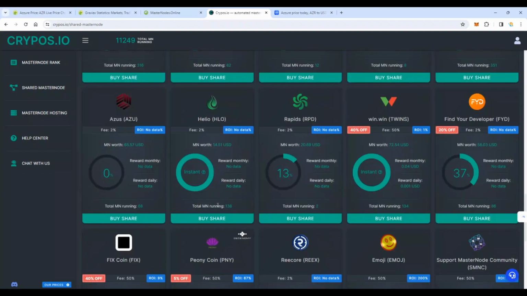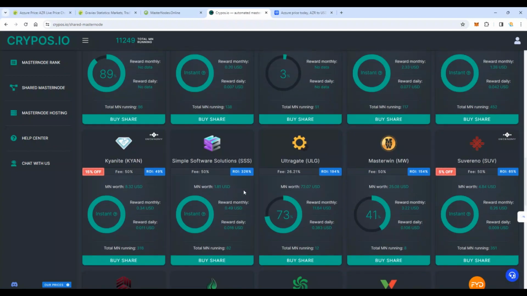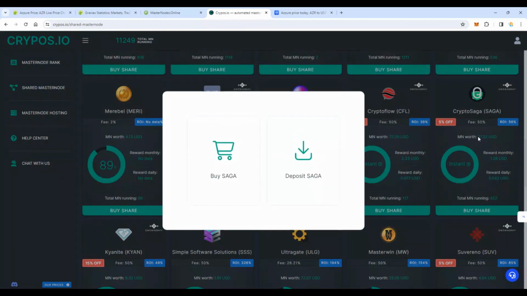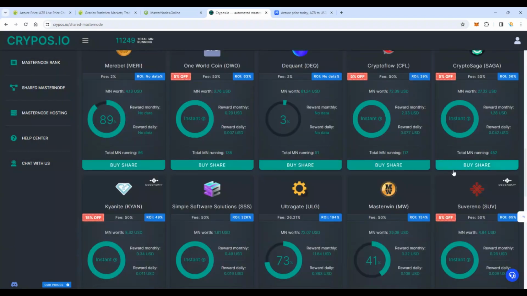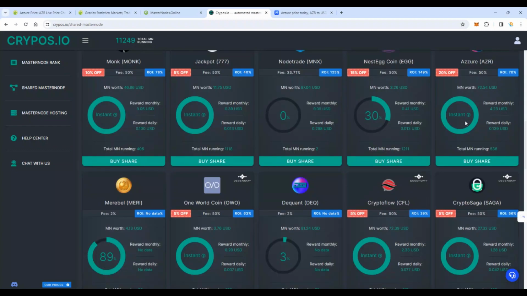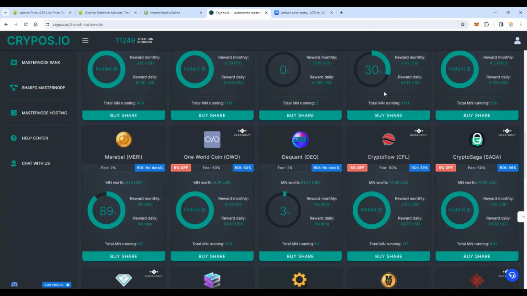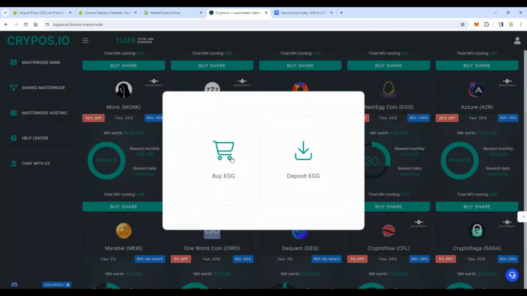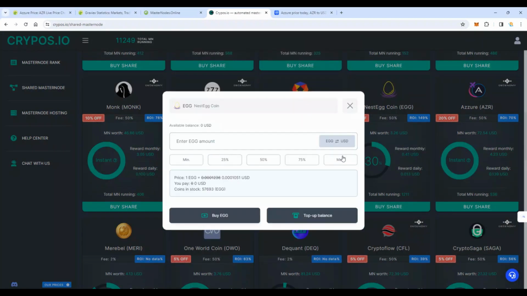Let me see if there's a node that needs a minimum of $1. Okay, like this one here. This is Crypto Saga. So buy share. Oh, the minimum is 27. The minimum is 27. Okay, there's this one. The minimum is $3. Okay, let's use Nest Egg. Buy egg. Let's say, for example, we want to buy from the Crypos. But you see, they can only sell up to $1.